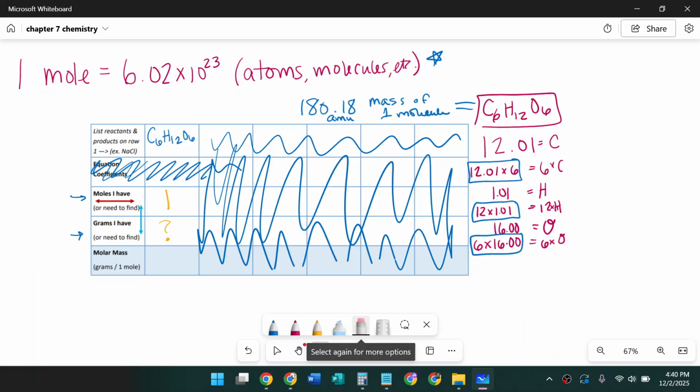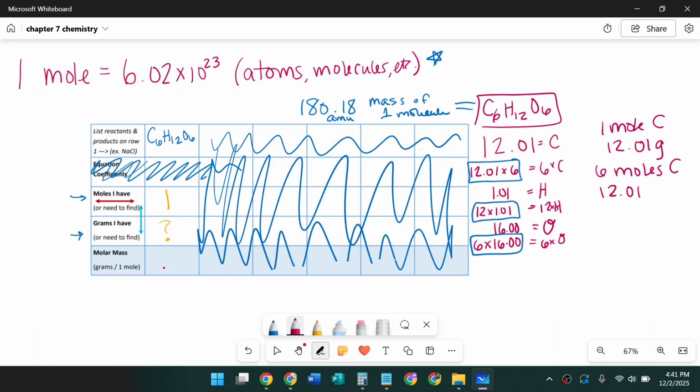So I didn't really need to make that. What I do need to do now, though, is fill in the molar mass. Well, one thing we learned back on page 199 is that the number of grams to have a mole of atoms comes from the periodic table. So like carbon, if I have a mole of carbon, it's going to be 12.01 grams. So if I have 1 mole of carbon, it's 12.01 grams. If I have 6 moles of carbon, it would be 12.01 times 6 grams.